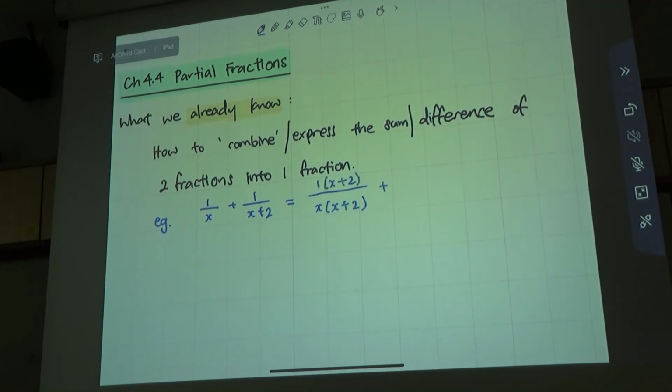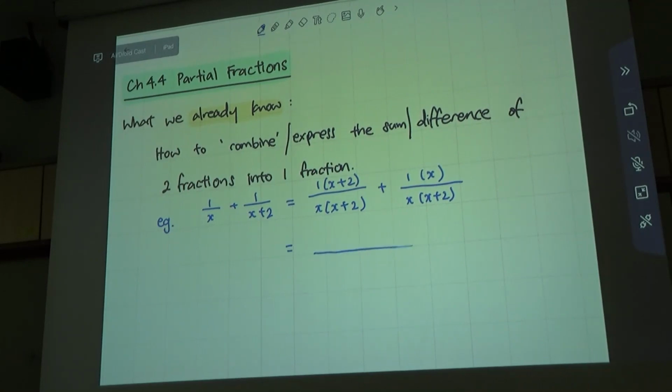And then, I hope that you all can see, okay? Then after that, on the other fraction, I also have x times x plus 2, right? So over here, I will times x, okay? Then now I have the same denominator already, I can combine it into a single fraction of a denominator x times x plus 2, and then I will get x plus 2 plus x on the numerator, right?